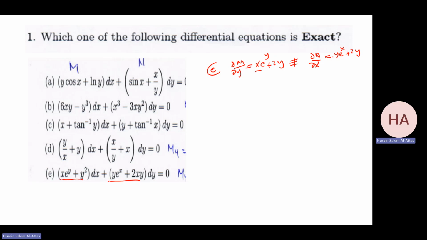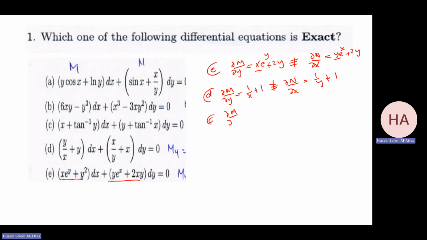Be careful. Okay, d. Partial m with partial y, it will be what? 1 over x plus 1. Partial n with partial x will be 1 over y plus 1. They're not the same.